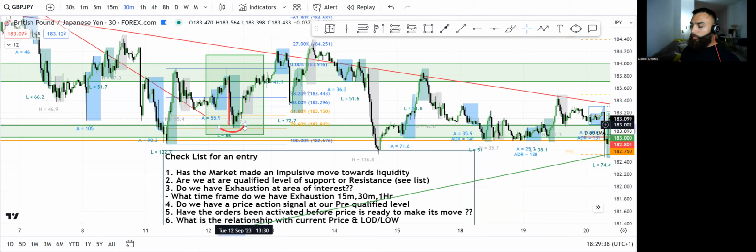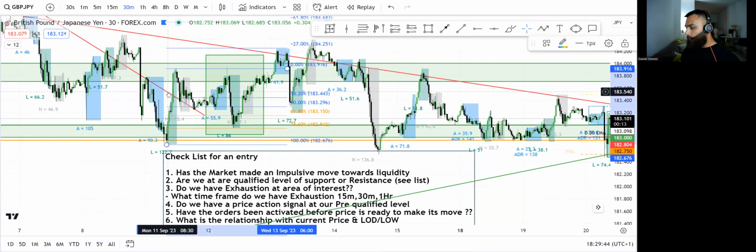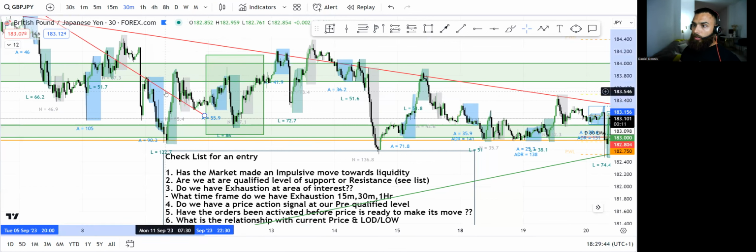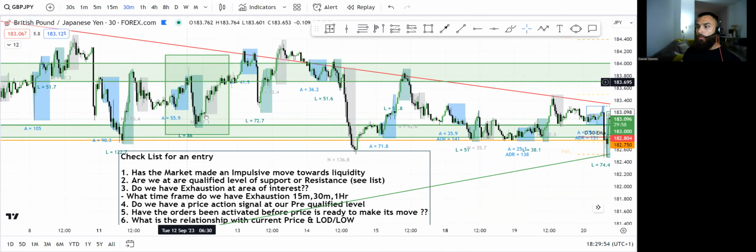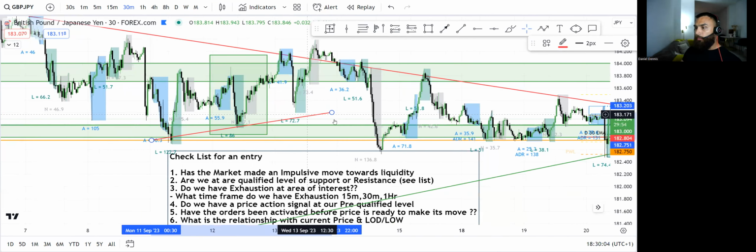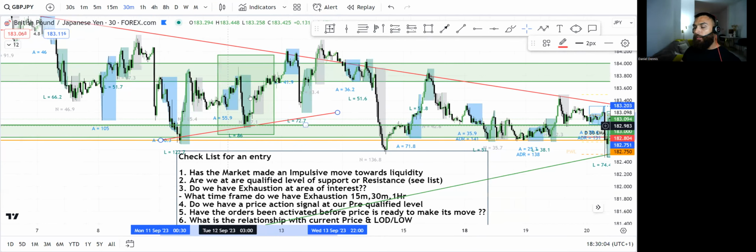Right, cool. Okay, so the first thing we're looking for is where is the liquidity on the chart? Do we have confluences, right? So basically, it makes this move towards liquidity here. And when it gets into my area of interest, I'm now looking for a price action signal. Because I'm looking for buys, because I am bullish, I'm looking for buys, right? Now, one thing that's important about intraday trading is the relationship with the previous day's low.